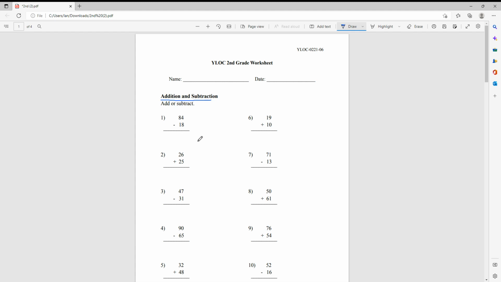So the first thing we're going to look at before we solve the problem is this sign here, which shows whether it's subtraction, which is the symbol, or addition, which is the symbol. So we know that this one's subtraction because we see the sign here. So the first thing we're going to do is 4 minus 8.